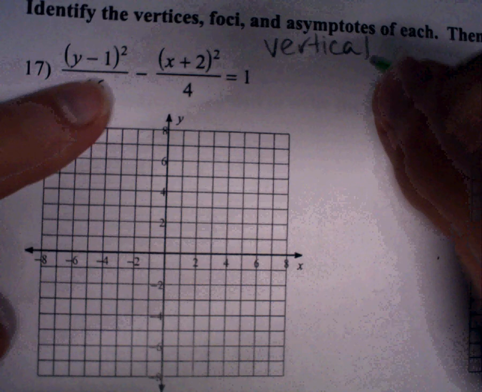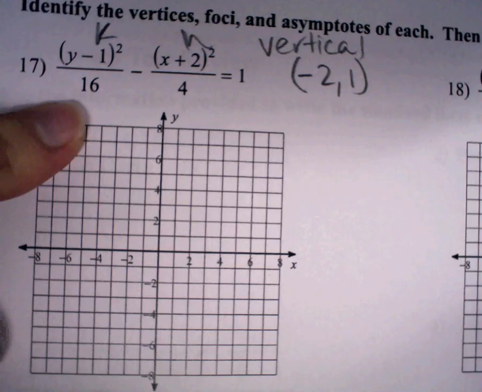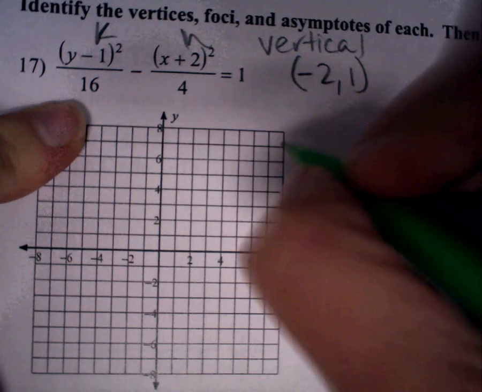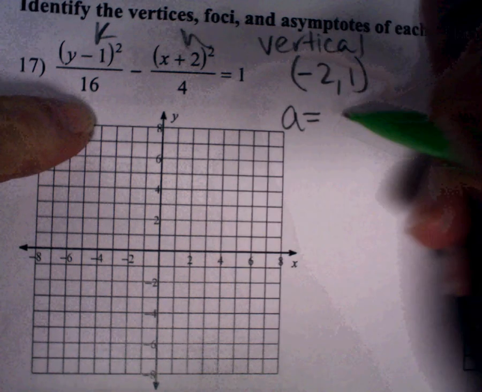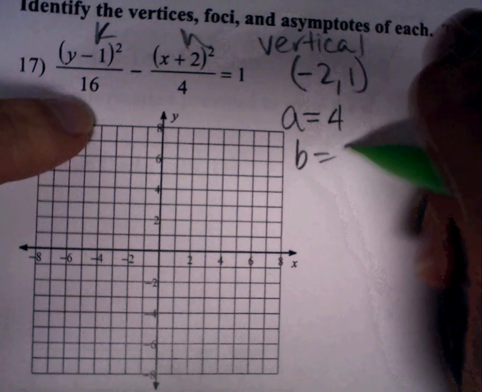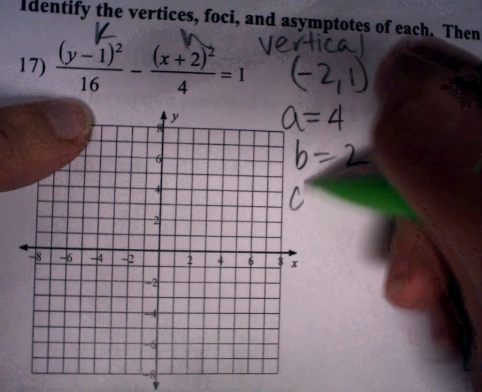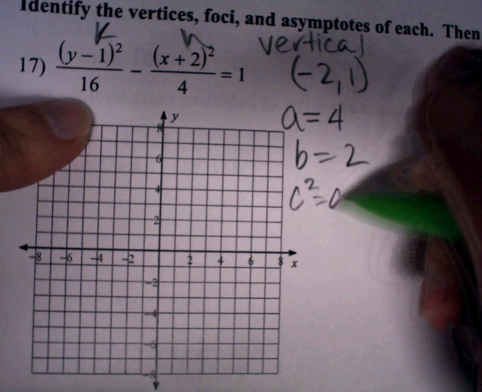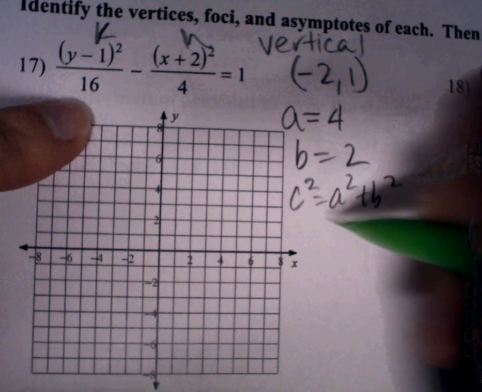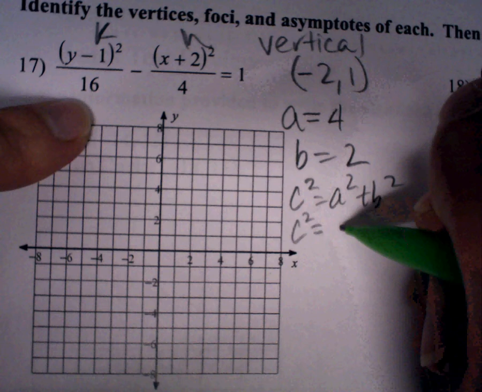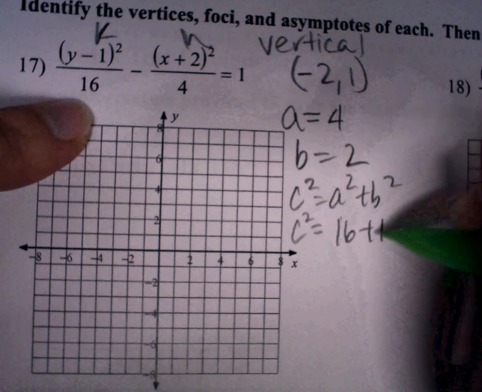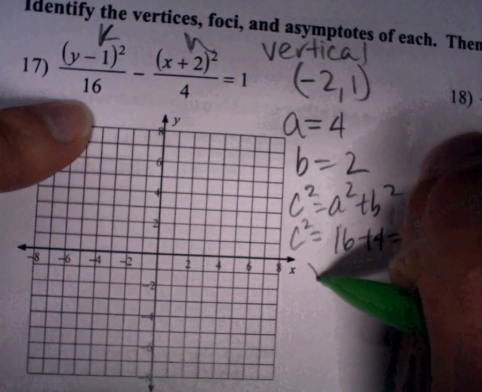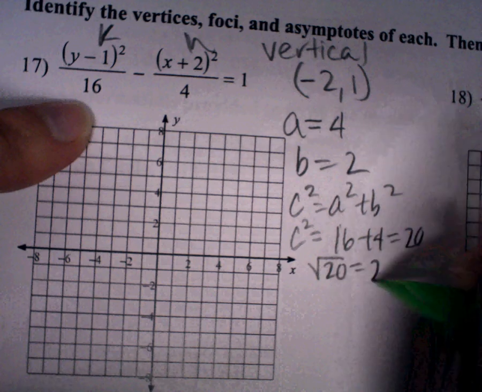The h and the k are switched when x and y are switched. My a is first in hyperbola, so a is 4, b is 2. My c is going to be a squared plus b squared now. So c squared equals 16 plus 4, so 20. Square root of 20, 2 square root of 5. Simplifying radicals.